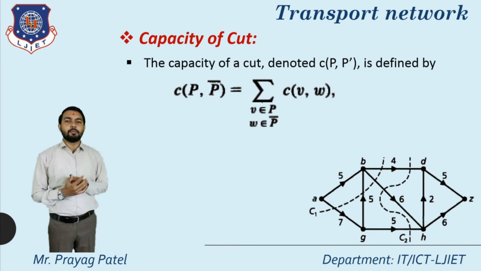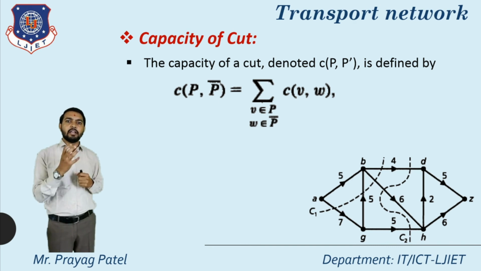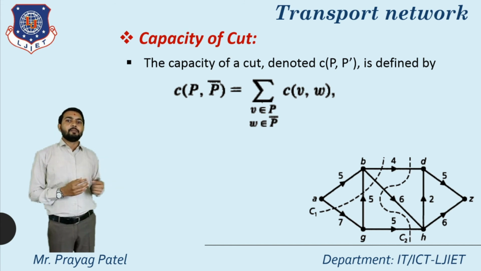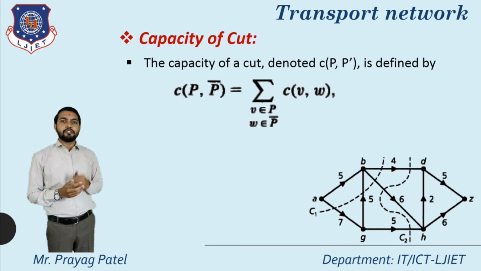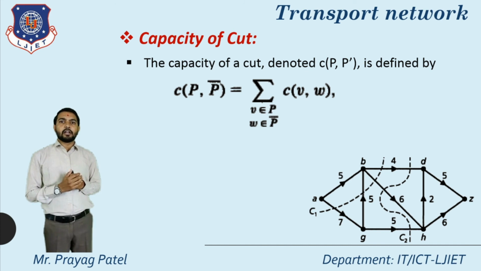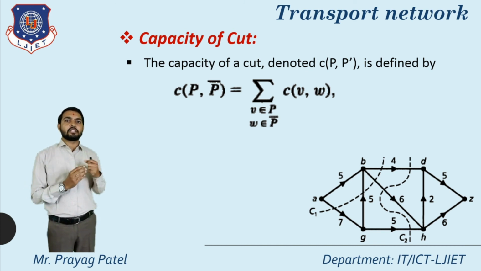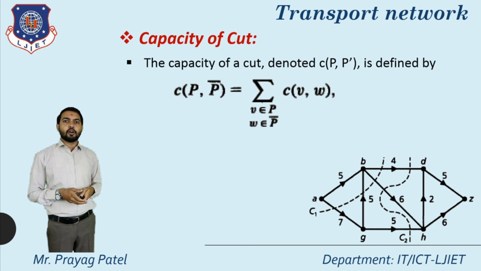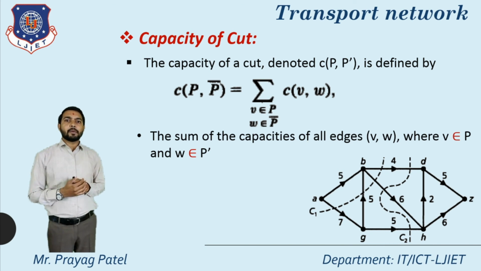Then what is the capacity of this cut? We already know what the cut is. In cut C1, we represent two parts: one part is P, containing A and B, and another part is P dash or P bar, containing D, H, G and Z. Now what is the capacity of this cut? The capacity of this cut is represented by C of P, P dash, or P bar. The equation of the capacity of the cut is the sum over V belonging to P and W belonging to P dash of C of VW. That is, the sum of the capacities of the edges VW, where V belongs to P and W belongs to P dash.